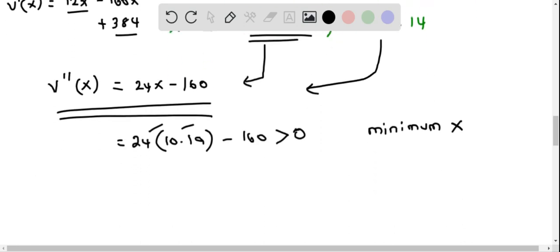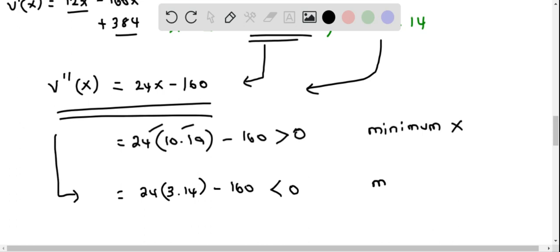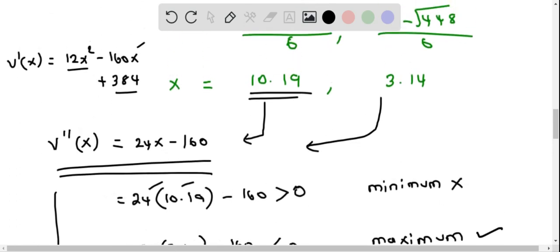Now let's plug in x equals 3.14. And so when we do that, we get 24 times 3.14 minus 160. And so this will be 24 times 3, a little bit greater than 72, and 72 minus 160 will be less than 0. And since the second derivative is negative here, it's a point of maximum. So therefore, we can consider this x. That is, only when x equals 3.14 is the volume maximum.